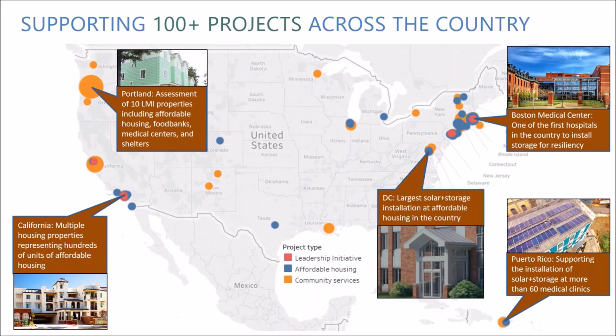So on our project work, since the beginning of the project, we have supported more than 100 projects across the country. There are a few of them identified here. We also have a leadership grant program that helps build capacity among organizations I mentioned earlier. So this is just an example of where some of our projects are across the United States.